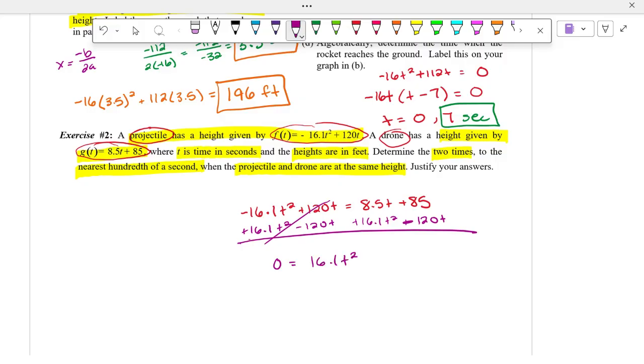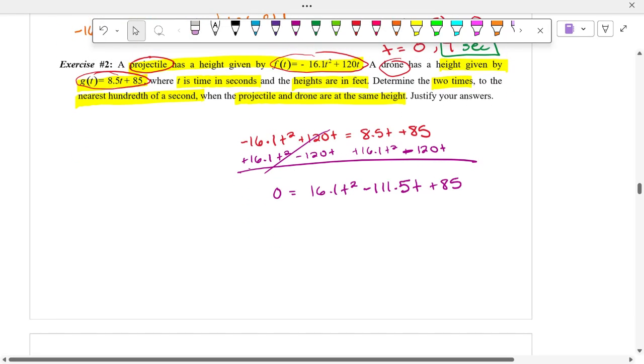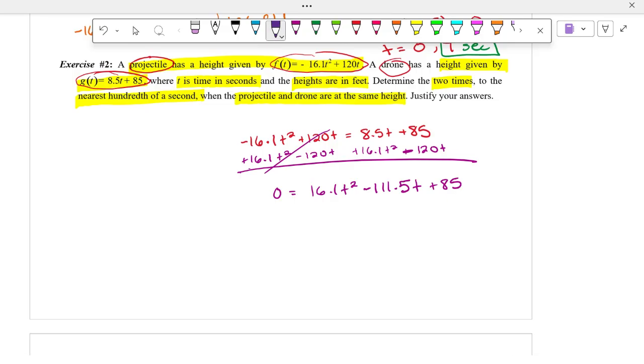Can someone do 8.5 minus 120 for me? Negative 111.5. Got it. Plus 85. Now, that is obviously not factorable, so we have to put it in the quadratic formula. Since we're rounding, once we get into the quadratic formula, we can just put it into our calculator to get the answer.